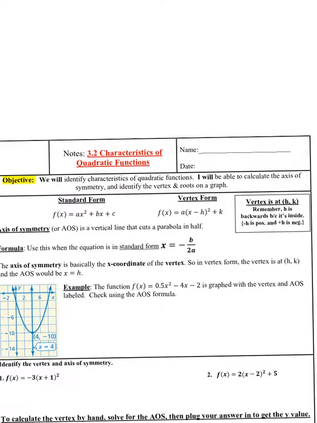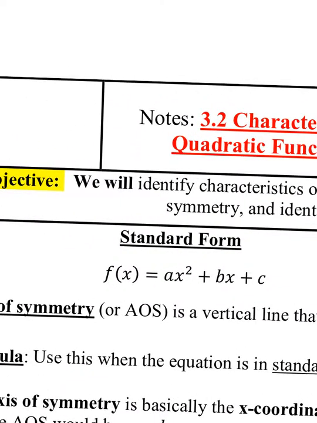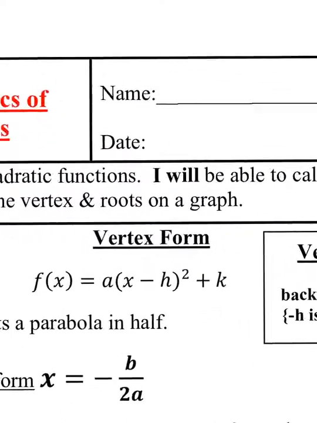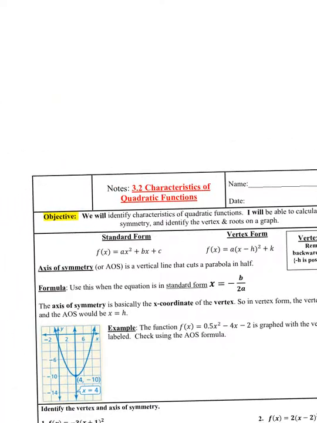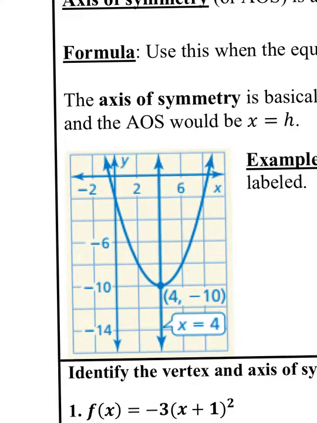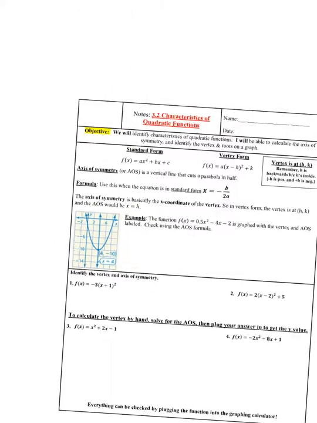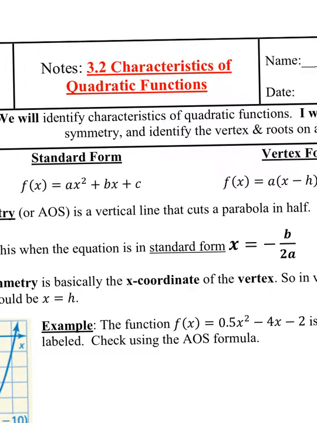So in the last section we looked at standard form and vertex form. Well, mostly the focus was vertex form. And the axis of symmetry is a vertical line that cuts the parabola in half. So if you're cutting the parabola in half, you're going right down the vertex. So if you're in vertex form, it's basically the x-coordinate of the vertex.